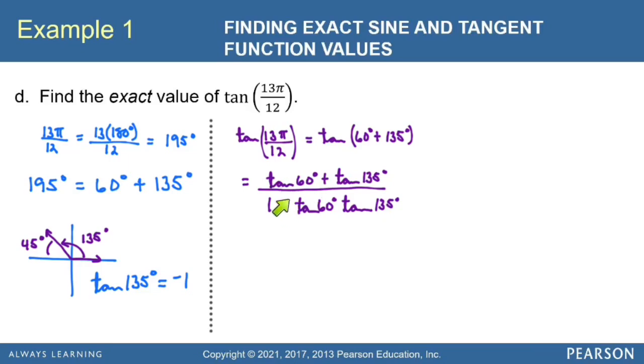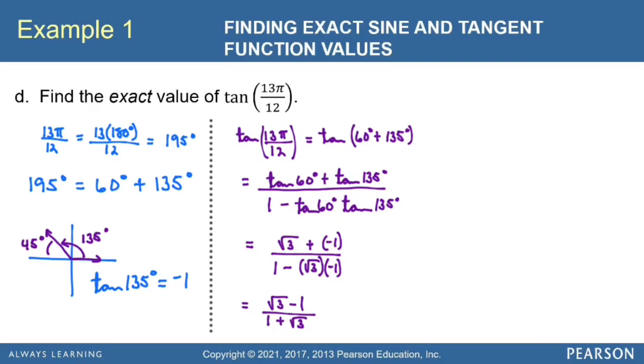Now when we plug in our known values, we're going to have square root of 3 plus negative 1 in the top, then our fraction bar. In the denominator, 1 minus tangent of 60 degrees, which is square root of 3, times tangent of 135 degrees, which is negative 1. We'll clean up the signs just like we did before. Square root of 3 plus negative 1, we will rewrite as square root of 3 minus 1. And then 1 minus square root of 3 times negative 1, we will rewrite as 1 plus square root of 3.